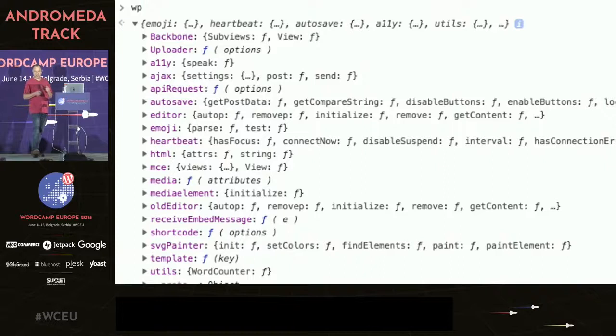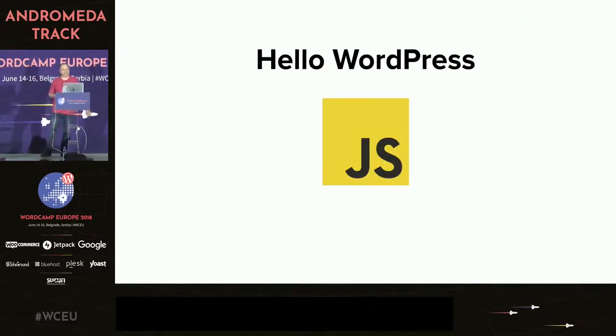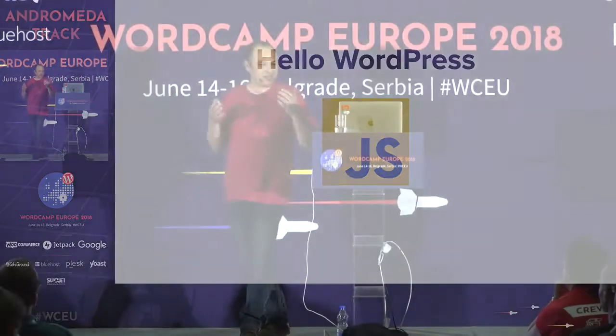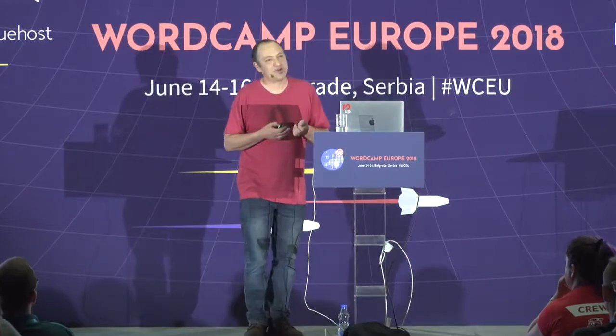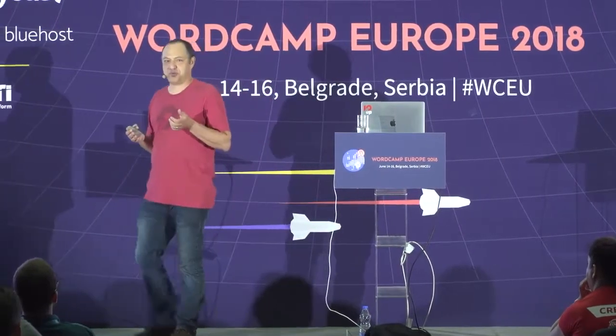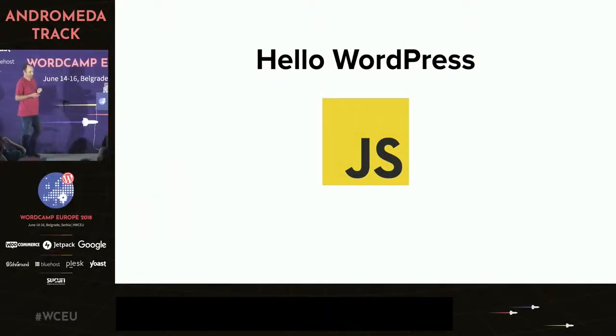Oops, that went two slides. Go back. OK, so JavaScript in WordPress. Increasingly, developing for WordPress has become a JavaScript proposition. With the introduction of the REST API and now Gutenberg, JavaScript is going to be the language that you're going to be using to develop features for WordPress.